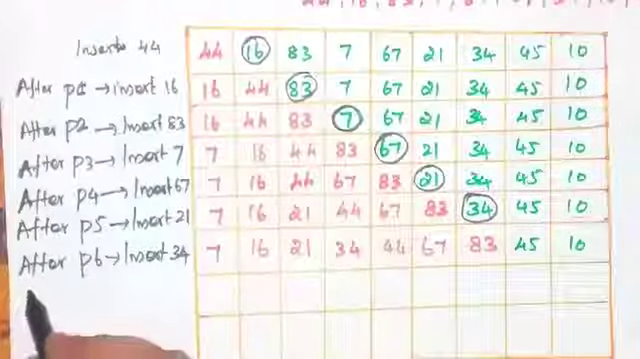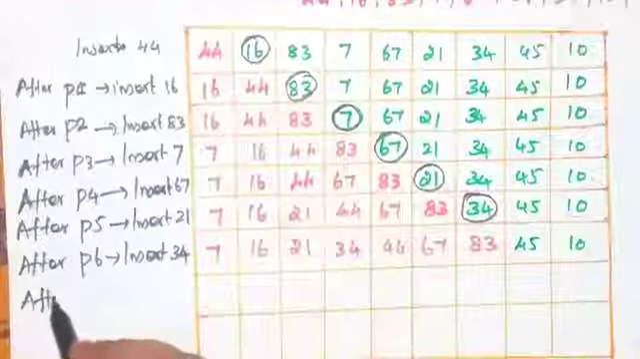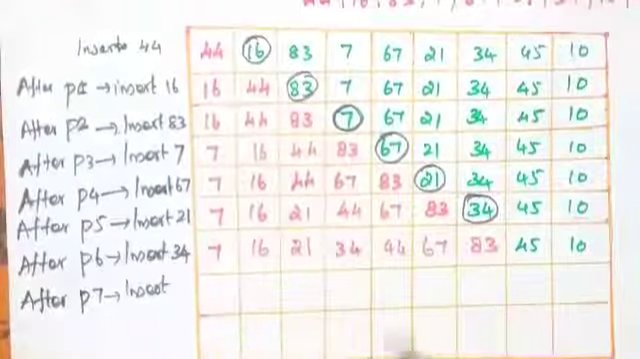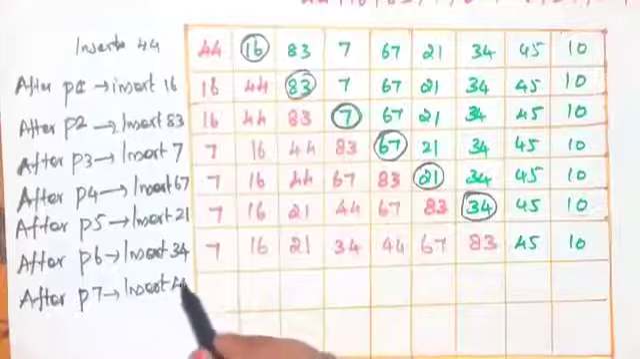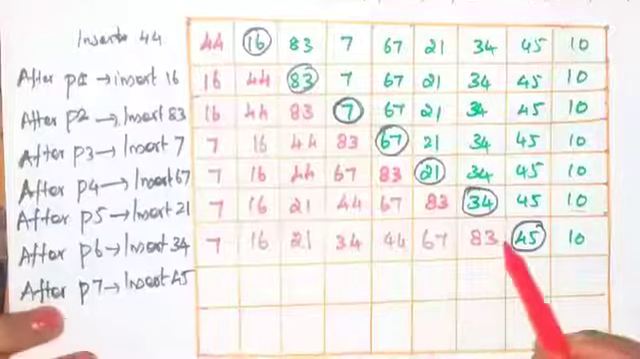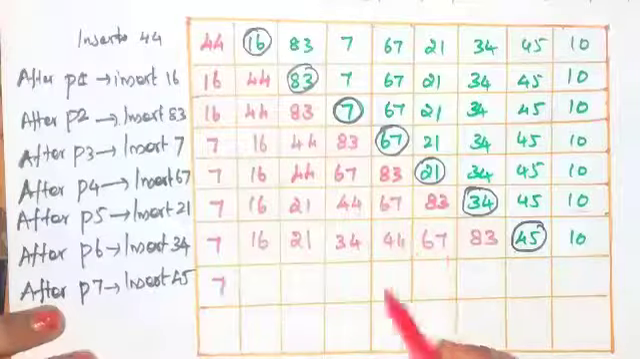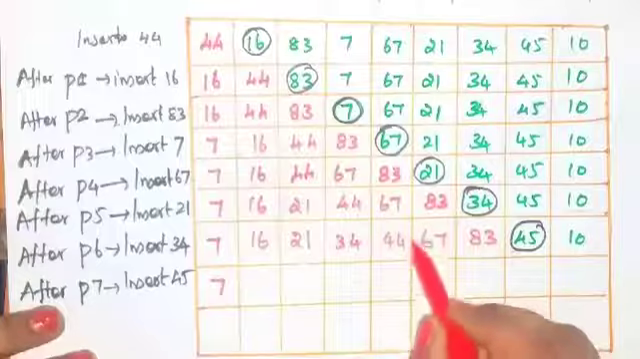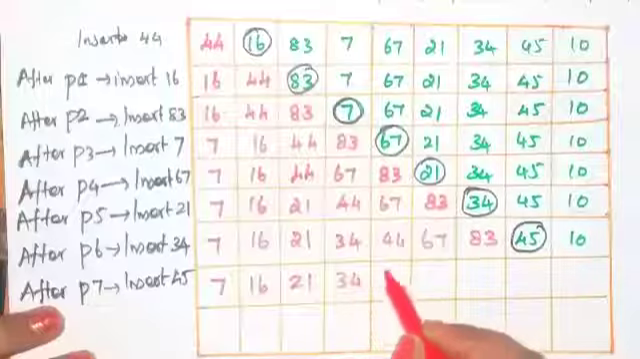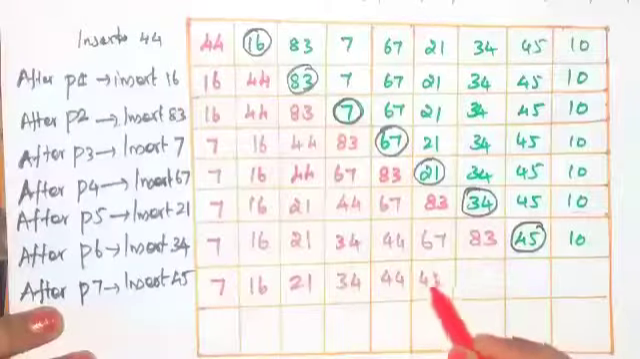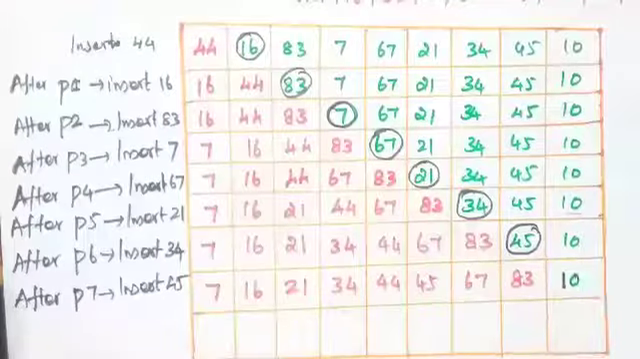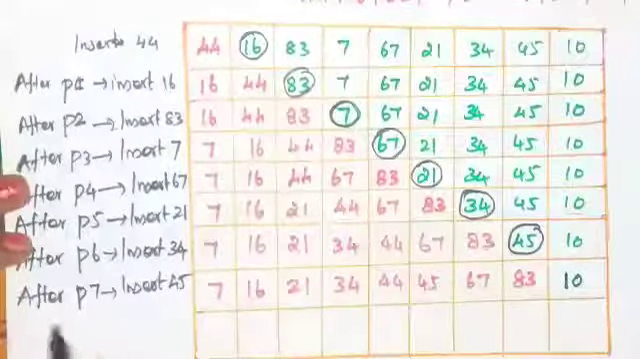So this is pass 7. After this pass 7, insert the next element. Which one is the next element? 45. So compare this 45 with the sorted elements. This 45 is greater than 44, so you have to insert this 45 here. Okay, 7, 16, 21, 34, 44, next this 45, next 67, 83. The remaining element is 10. This is the 8th pass.